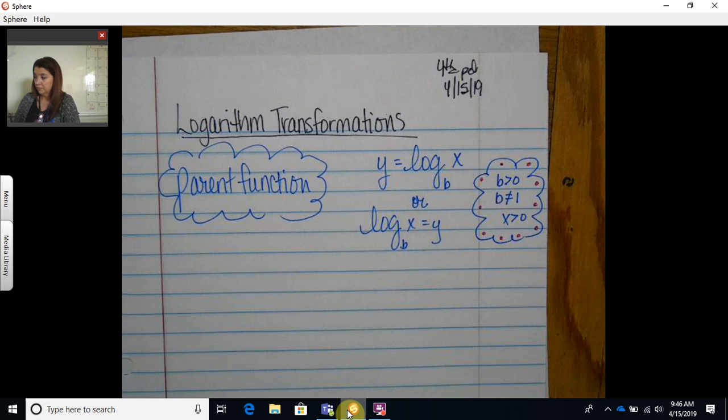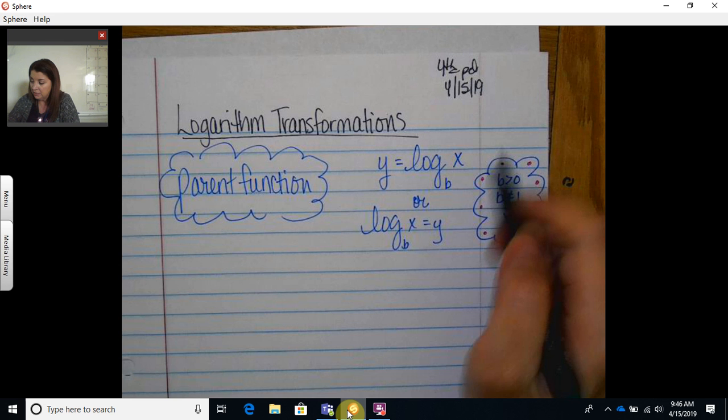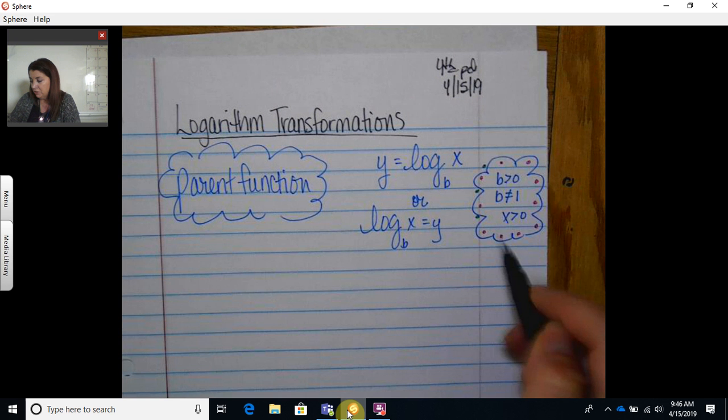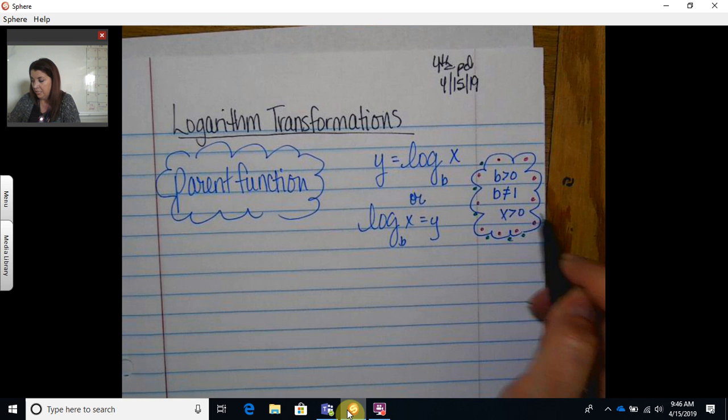So if anything changes to that parent function, if you're adding something on or multiplying or subtracting or dividing, it's going to transform that parent function. It might change that asymptote. It might shift it left, it might shift it right. It might open wider or open more narrow. It might reflect across that asymptote. So I'm going to show you how to tell if there's any. It may not be any transformation.